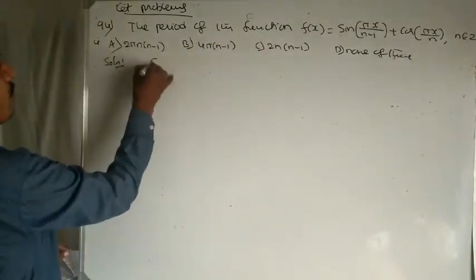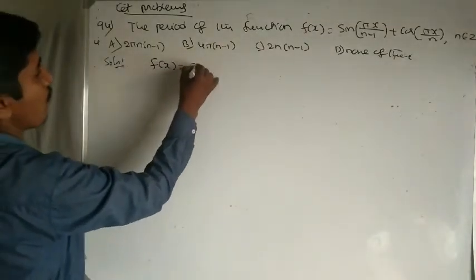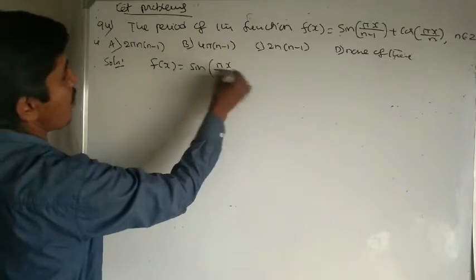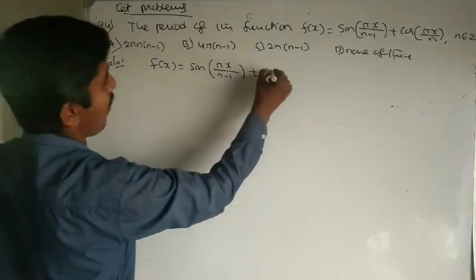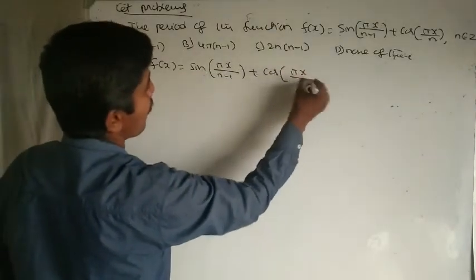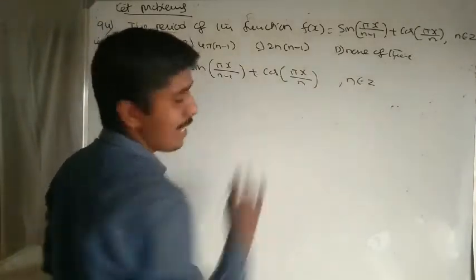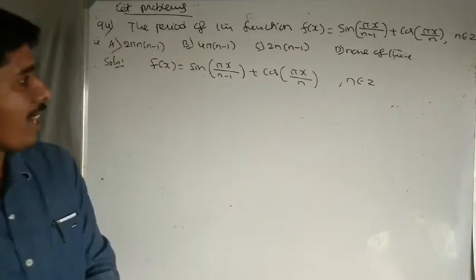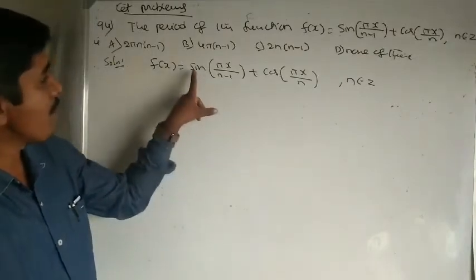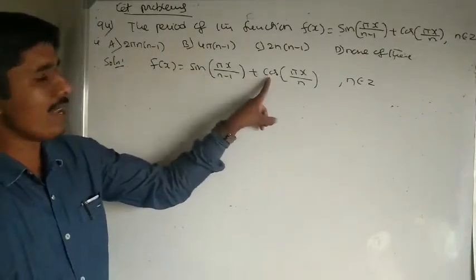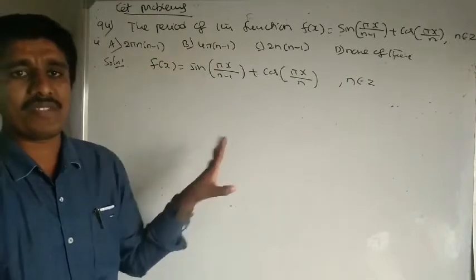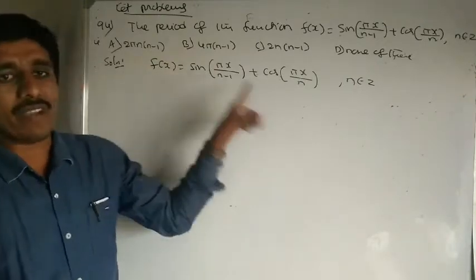So we have to find the period of the function f of x equal to sin of pi x divided by n minus 1 plus cos of pi x by n. Here n belongs to integers, n is an integer. Shortcut method I am taking here: first I am separately finding the period of sin and cos, and taking the LCM of sin and cos, we get the period of the given function.